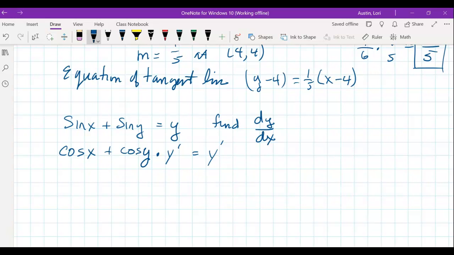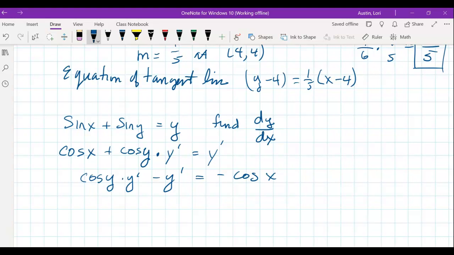See that? All of a sudden you're like, oh, this one's not that bad. You think the ones with the trig functions in them are going to be the hardest problems. Not always. Cosine y times y prime minus y prime equals negative cosine x. You've got to get all the terms with the y prime on one side, every other term on the other side, and factor out y prime. Did I move everything correctly?